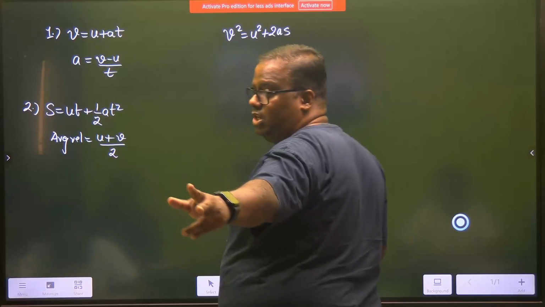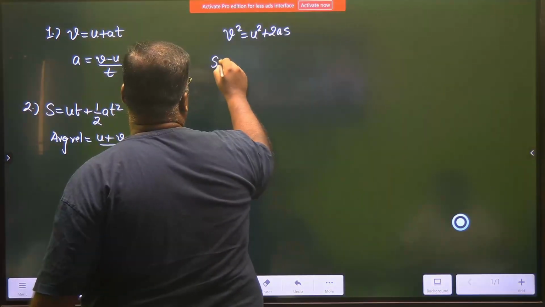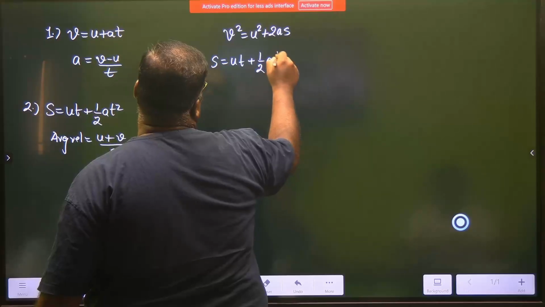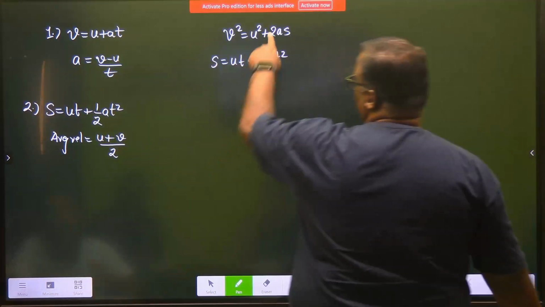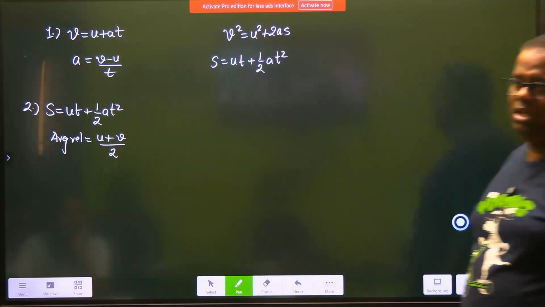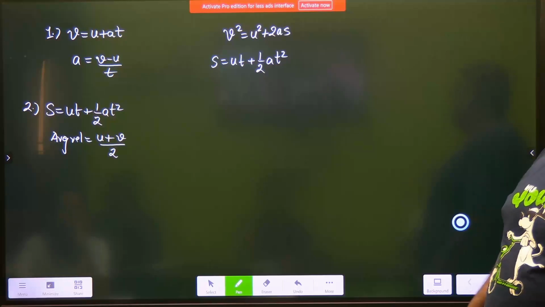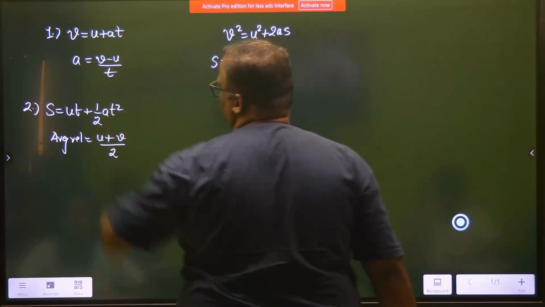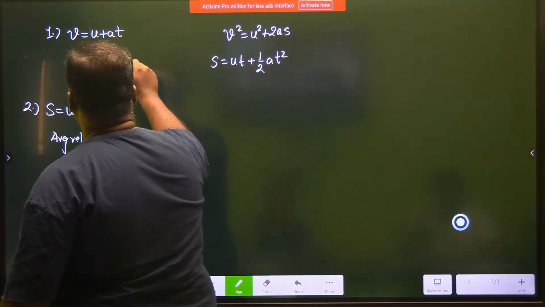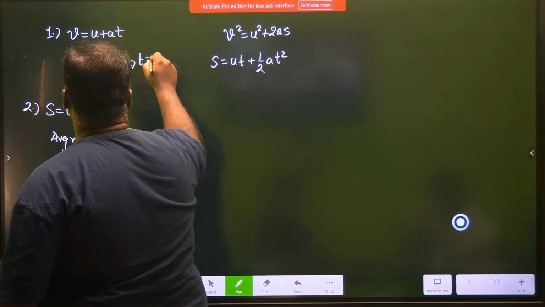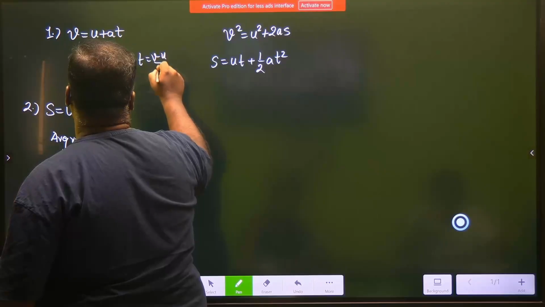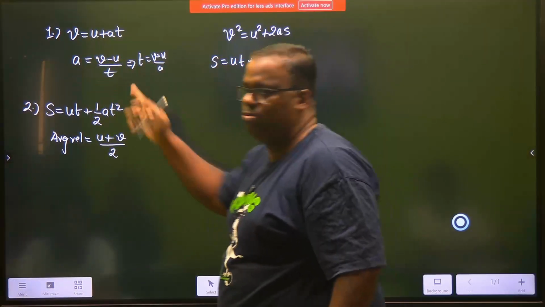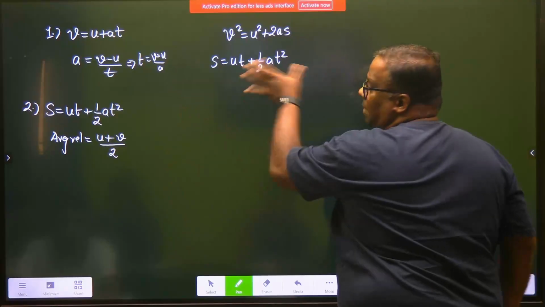What does the second equation of motion tell you? S is equal to ut plus half at square, right? Now, if you look at this equation, which is the parameter missing? T is the parameter missing. So we have to kick out T. How do you kick out T? We will take out T from here. So from this equation, what does T equal to? V minus U by A. Is this understood? V minus U by A. You took T this side, you brought A. And this T we will punch in this.